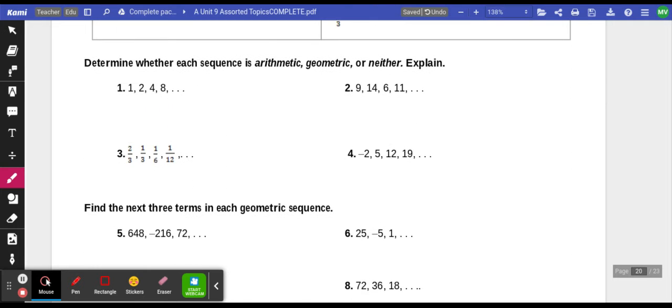So here we're going to identify if they are arithmetic or geometric or neither. So when I look at number 1, I can go from 1 to 2 by adding 1. But if I add 1 to 2, I don't get 4. So it's not arithmetic. So now I'm going to look for geometric. So if it's geometric, that means that 2 divided by 1 is equal to 4 divided by 2 is equal to 8 divided by 4. And yes, those are all 2. So it's geometric, and my common ratio is 2.